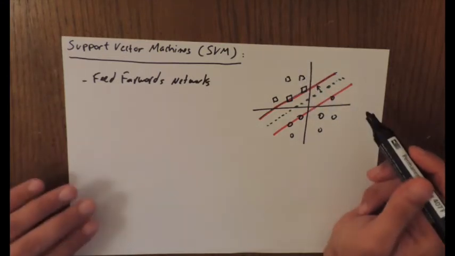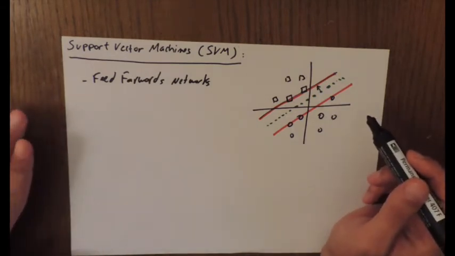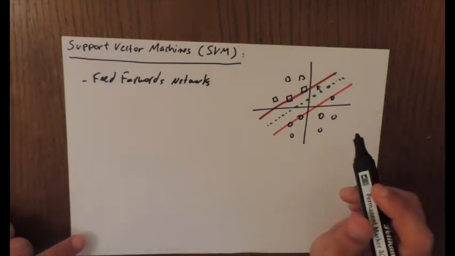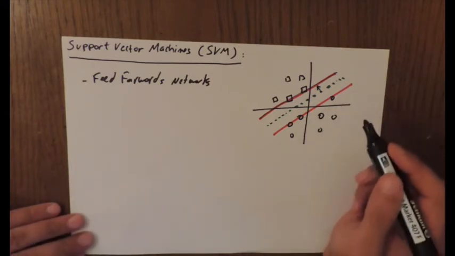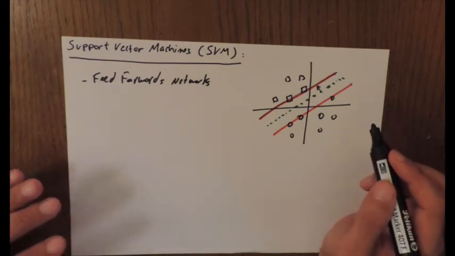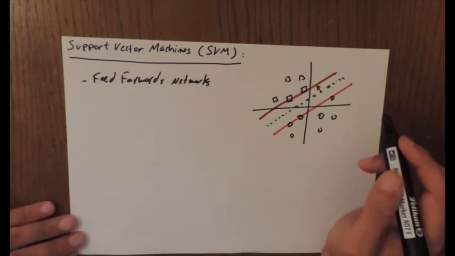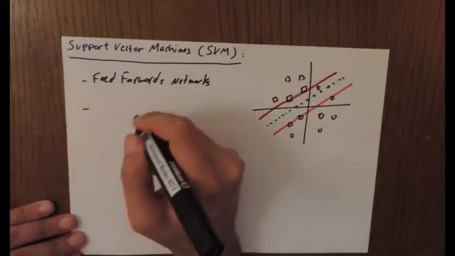Why do you want this? Because the more separate those two classes are, the fewer errors we have. So we want the optimal line or the optimal hyperplane that maximizes the separation between those two classes. So let's write this.